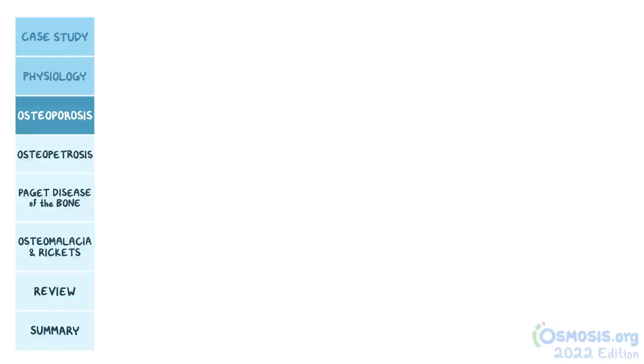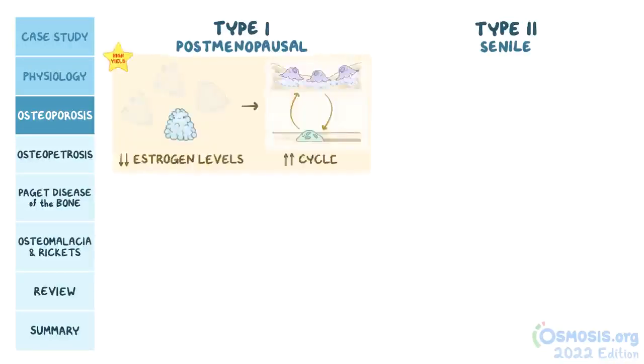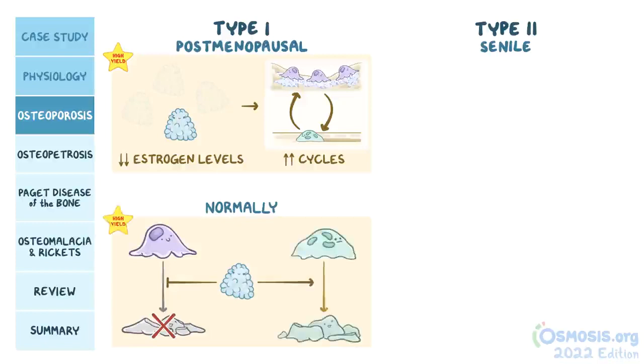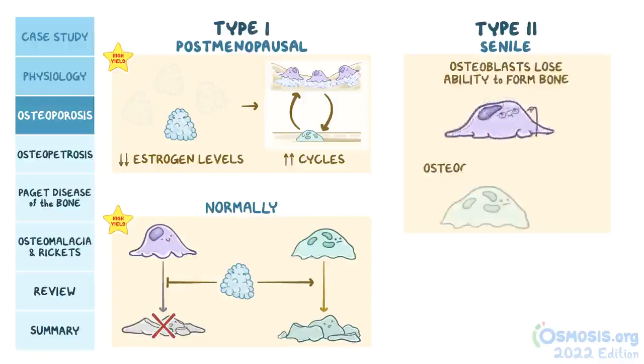Now, the two most common types of osteoporosis are type 1, or postmenopausal osteoporosis, and type 2, or senile osteoporosis. In postmenopausal osteoporosis, decreased estrogen levels lead to increased cycles of remodeling and bone resorption. This is because normally estrogen inhibits apoptosis in bone-forming osteoblasts and induces apoptosis in bone-resorbing osteoclasts. With senile osteoporosis, it's believed that osteoblasts just gradually lose the ability to form bone, while the osteoclasts keep doing their thing unabated.